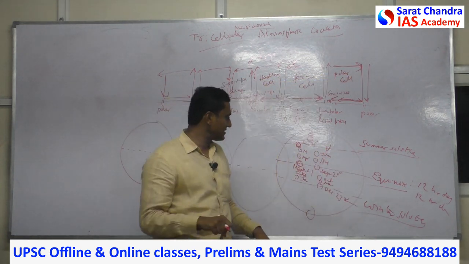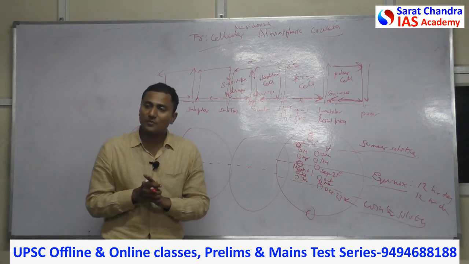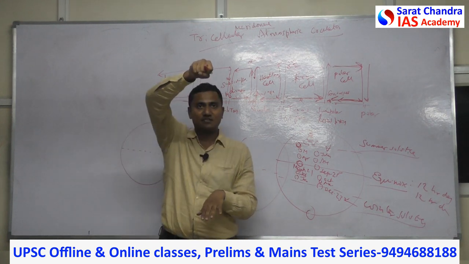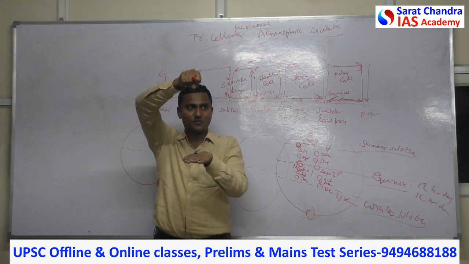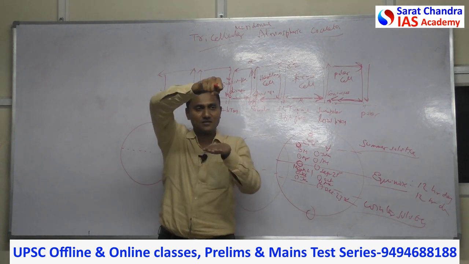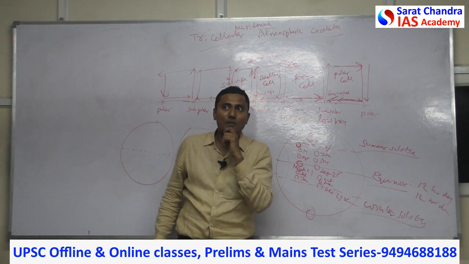Now, friends, I told you about the pressure belts. Where is the equatorial pressure belt? Exactly below sun. Wherever sun is, below that will have the equatorial low pressure belt. In the month of March, the belt will be on the equator only. April, May, in the month of June, the equatorial low pressure will be where?